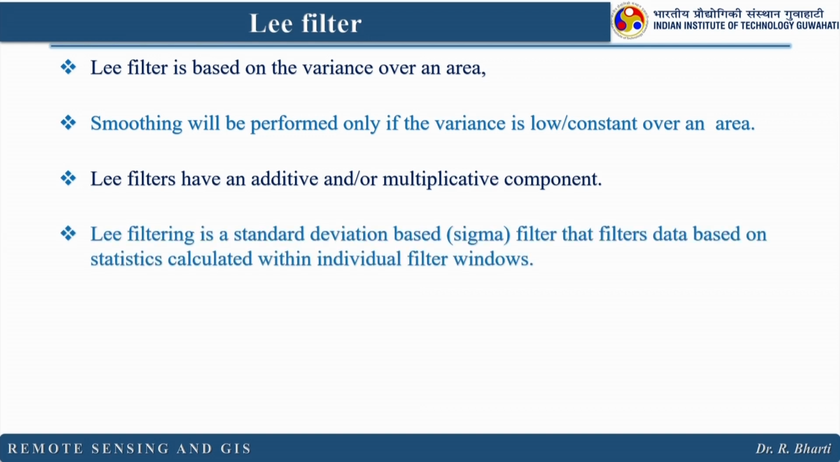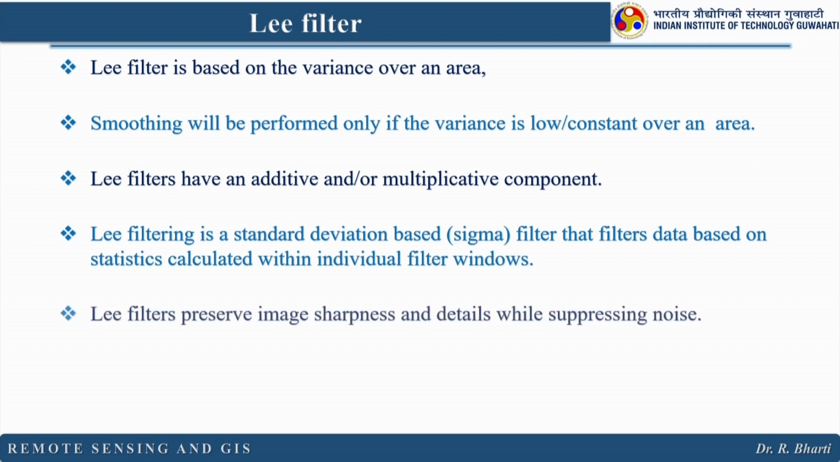Lee filtering is a standard deviation based sigma filter that filters data based on the statistics calculated within individual filter windows. Again, we are doing this window by window. Window by window means, in case you have considered the neighborhood size 3 by 3, then you are moving 1 by 1 to all the positions, right, and then you calculate the desired central pixel value. So the Lee filter preserves image sharpness and details while suppressing noise.